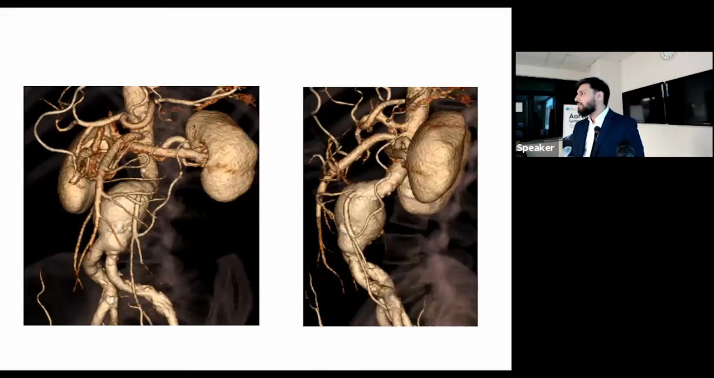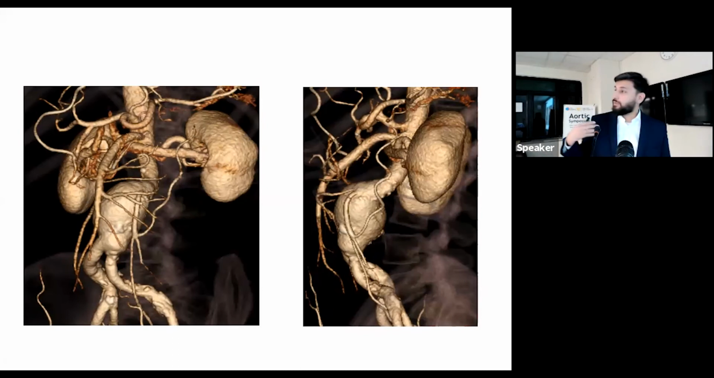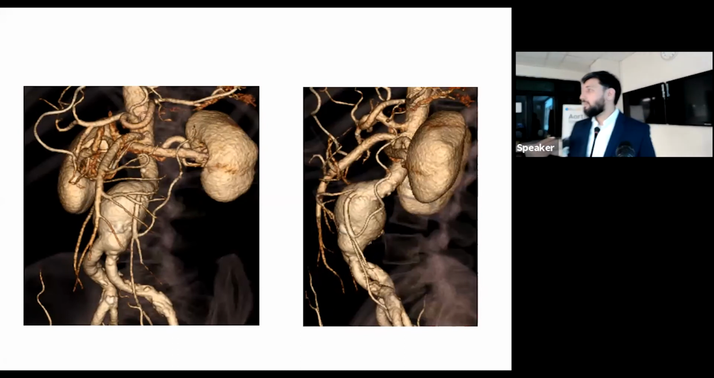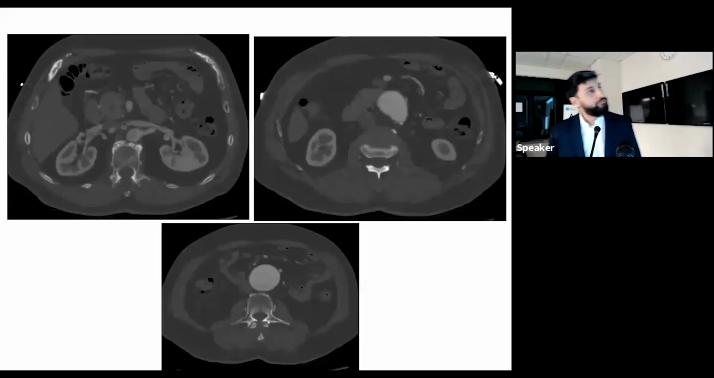These are the 3D images. And I just want to draw your attention to this branch here. I don't know if you can see my cursor, the white cursor here, but that was an inferior mesenteric artery, which usually comes off much lower. But this is coming off quite high, quite close to the neck, and it's something that immediately caught our attention.